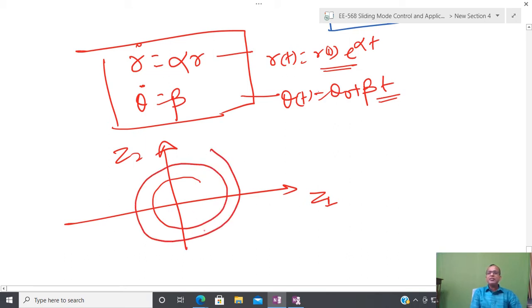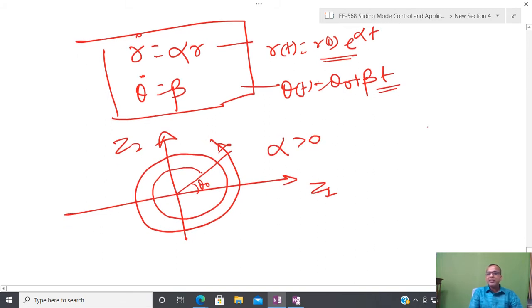Anyone has confusion on this? Because now you can see that r is going to increase exponentially, and theta 0, suppose if you start from here and this angle is theta 0, then I am assuming beta is greater than 0, due to that reason I have anti-clockwise rotation, and after that you are going to diverge. So this is the situation when alpha is greater than 0.